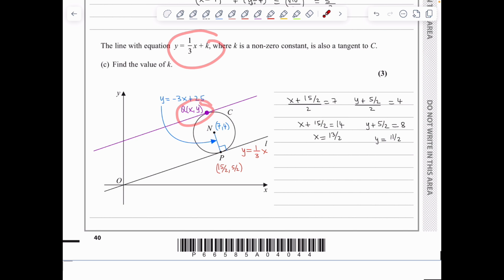So I've got the coordinates of the point Q, and I know this point lies on this line, so I'll be substituting x with 13 over 2 and y with 11 over 2. So we've got 11 over 2 is equal to a third times 13 over 2 plus k, which leads to 11 over 2 is equal to 13 over 6 plus k, and therefore k turns out to be 10 over 3.